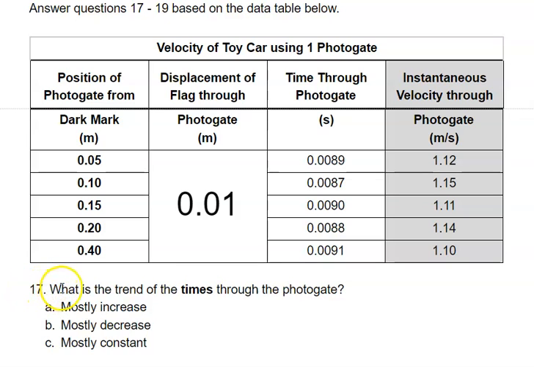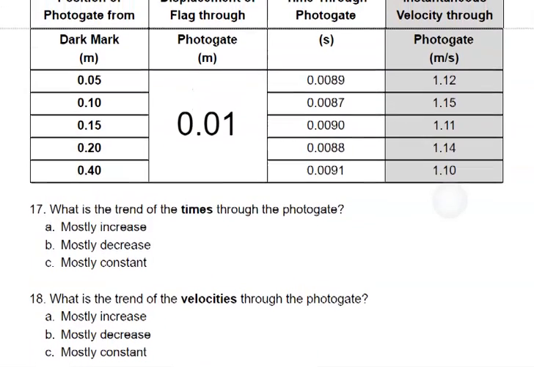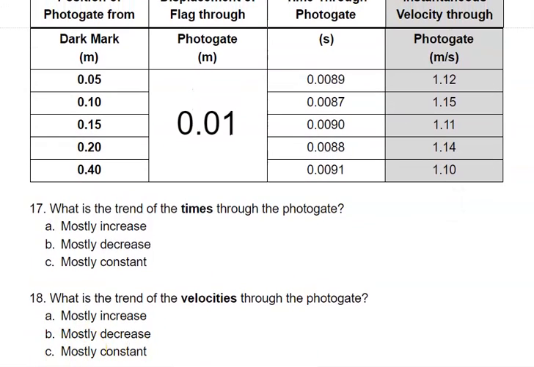Question 17. What is the trend of the times through the photo gate? Do the times A mostly increase, B mostly decrease, or C mostly constant? Question 18 asks, what is the trend of the velocities through the photo gate? Do the velocities A mostly increase, B mostly decrease, C mostly constant?